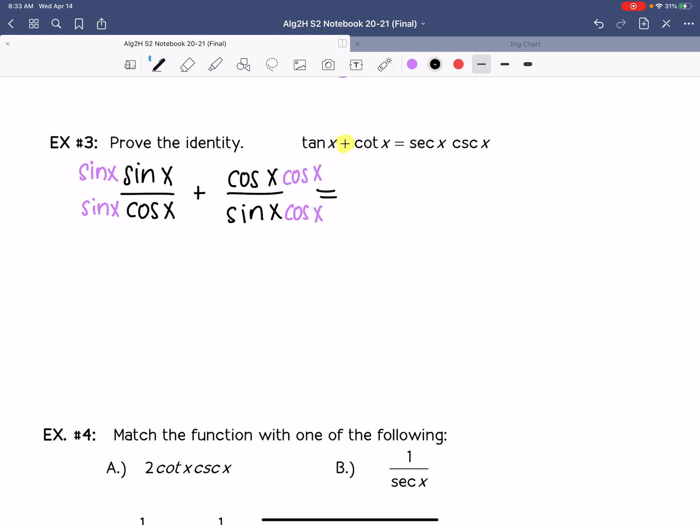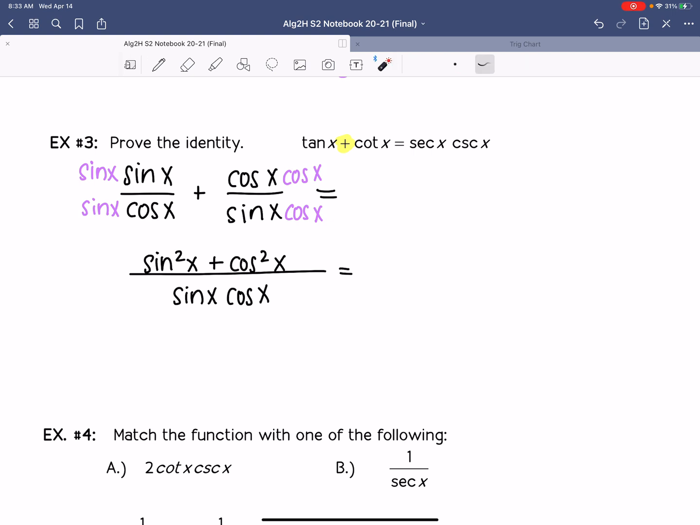Okay, so now I can write these all over the same denominator, which is going to be sine of x times cosine of x. So I multiply the top. Sine x times sine x is sine squared x. Cosine x times cosine x, cosine squared x, and we're adding these together. Equals, and leave it.